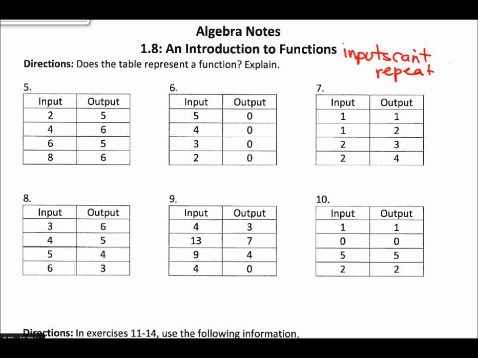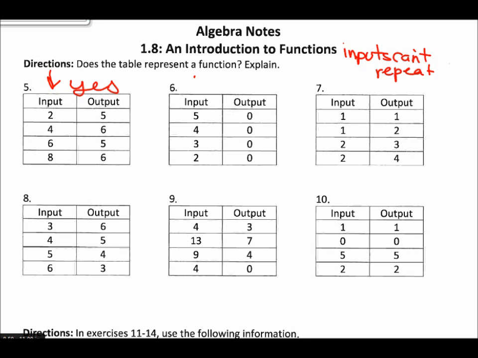Okay. So let's go through and decide whether these are or are not functions. When I look at number 5, I'm going to look at my input column. Do I have anything that repeats? The answer is no. So number 5 is a function, because nothing on the inputs repeats. We don't care about the output. The output is allowed to repeat. We cannot have the inputs repeat.